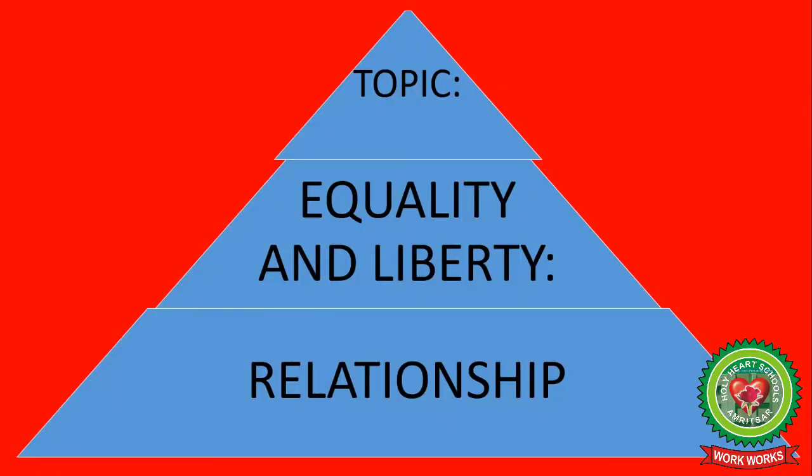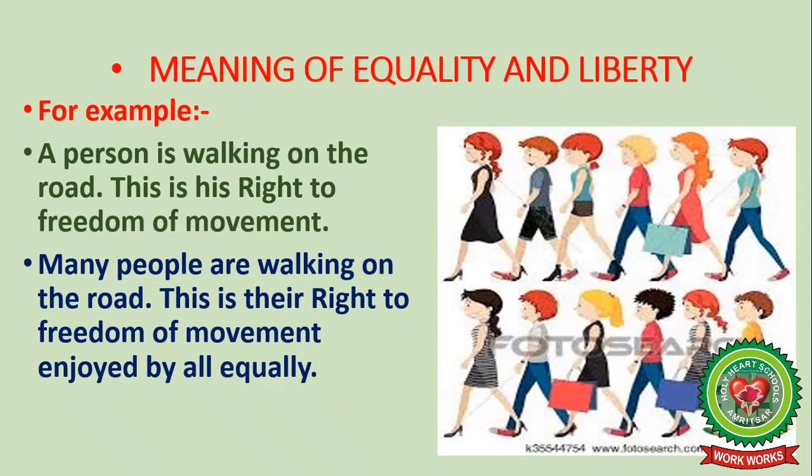Now I will start the discussion of the topic, that is the equality and liberty relationship. First I will discuss the meaning of equality and liberty with an example. A person is walking on the road. This is his right to freedom of movement. And the next example is many people walking on the road. This is their right to freedom of movement enjoyed by all equally. You see what is the difference in both the examples. In the first example, one person is walking with liberty, and in the next example, many people are walking with liberty. But in the next example, all are walking equally. So the second example is showing both equality and liberty.